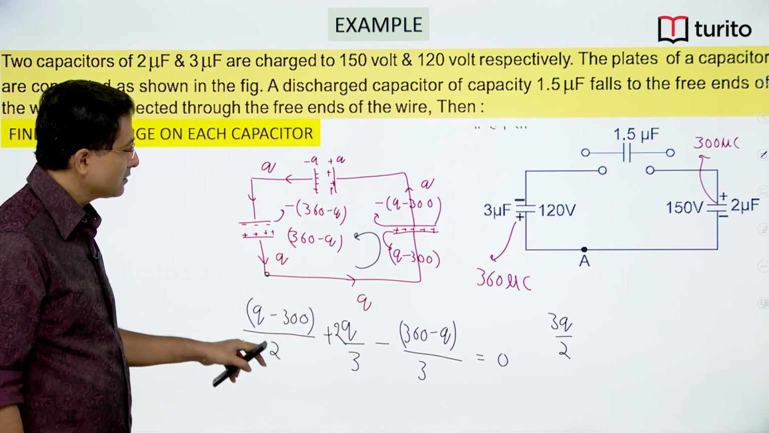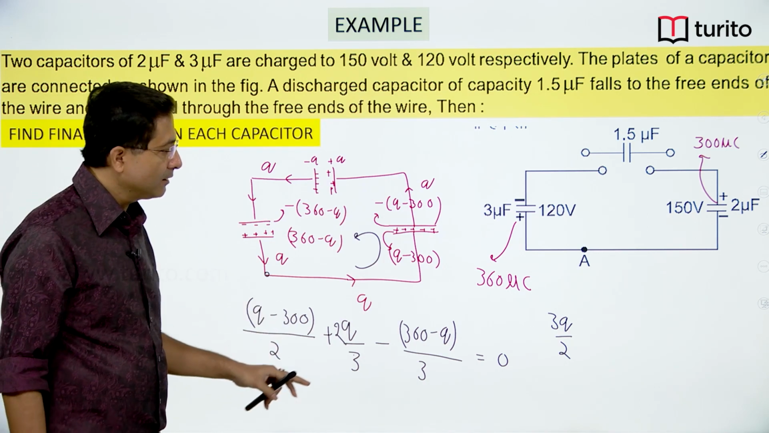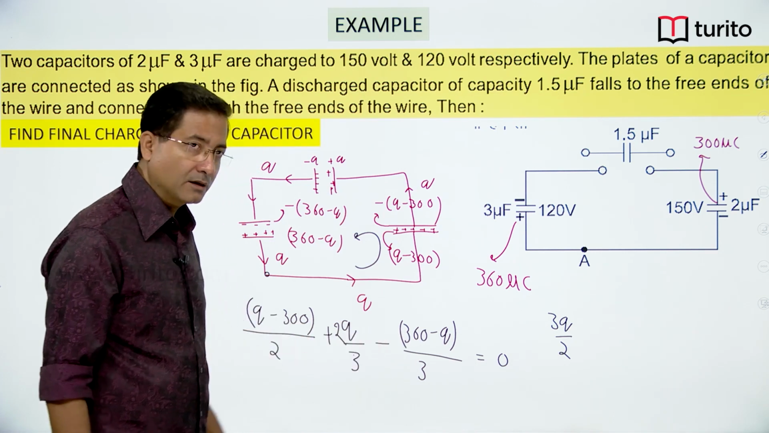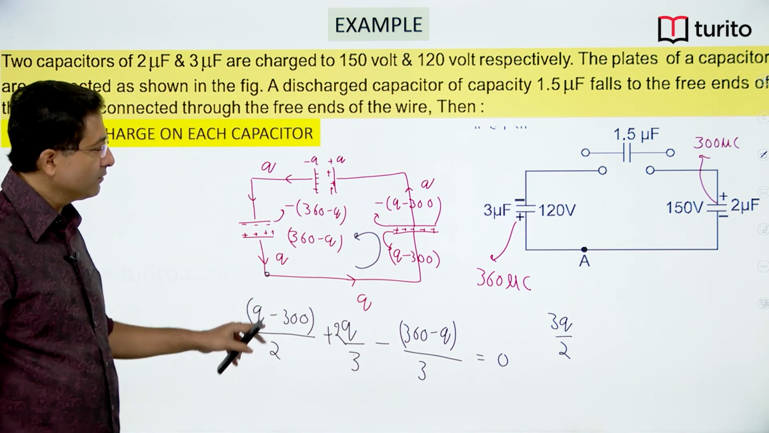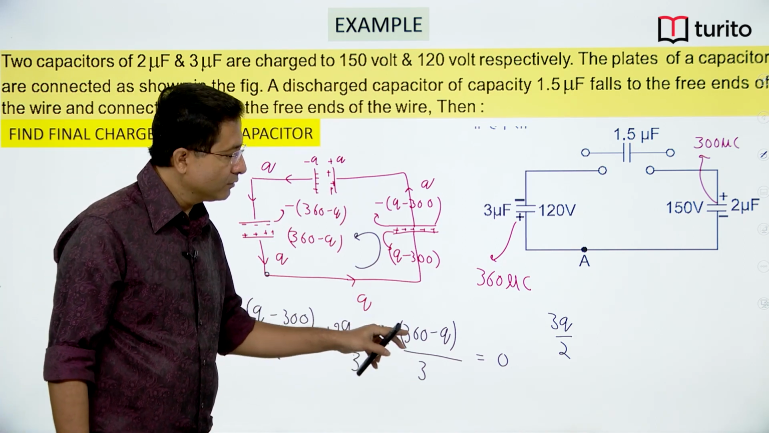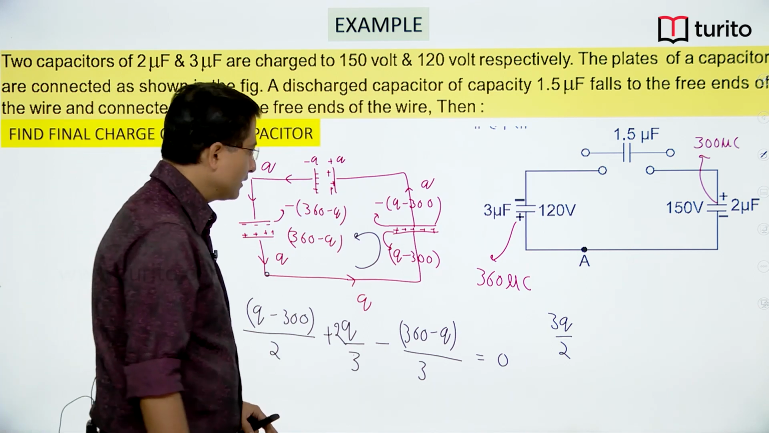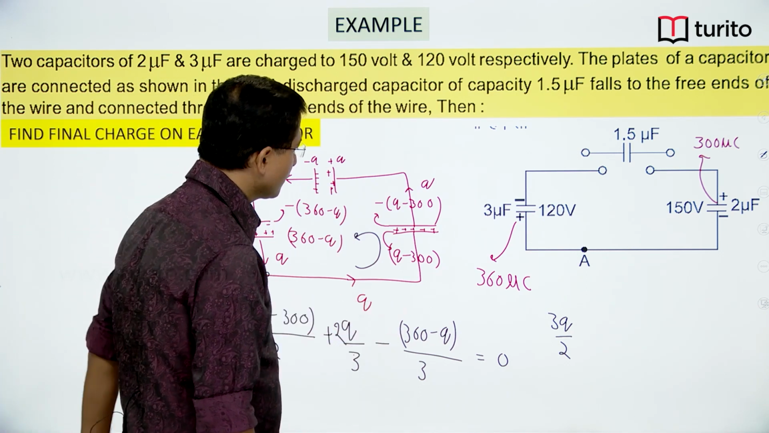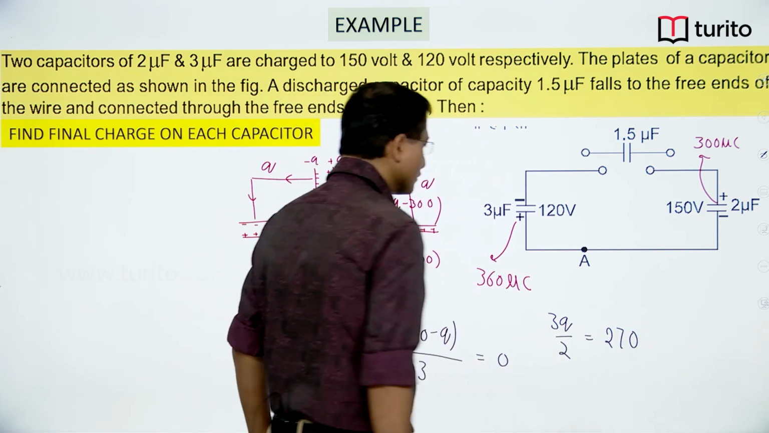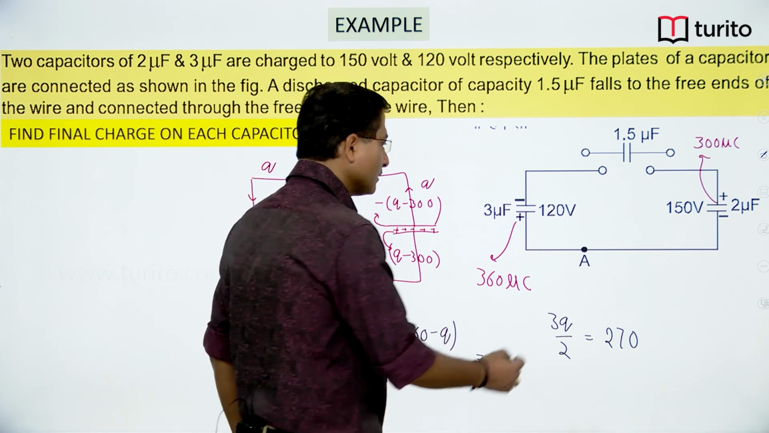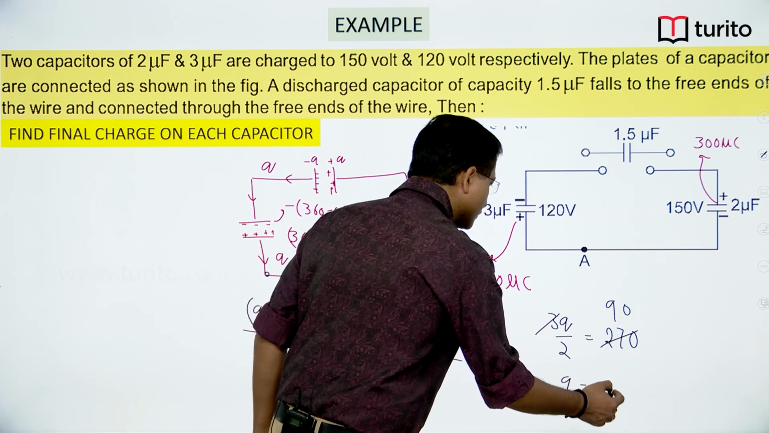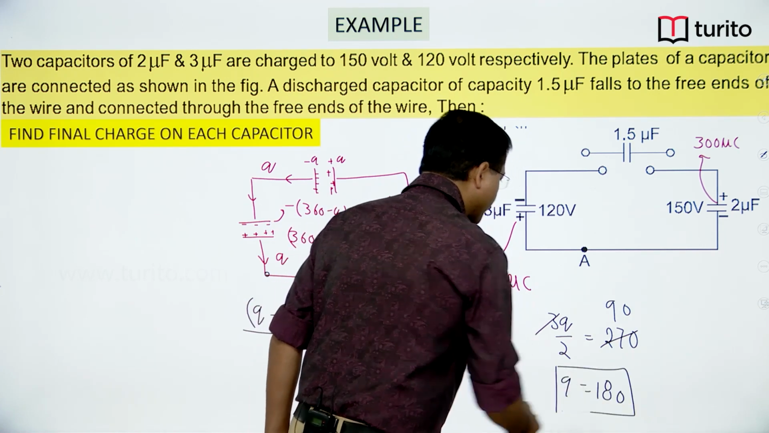Now this is 150 with minus sign and this is 120 with minus sign. 150 and 120 with minus sign will make it 270. So if I simplify, this will get cancelled out, and then Q is equal to 180 I can see, right.